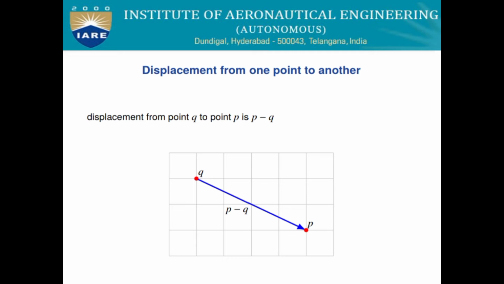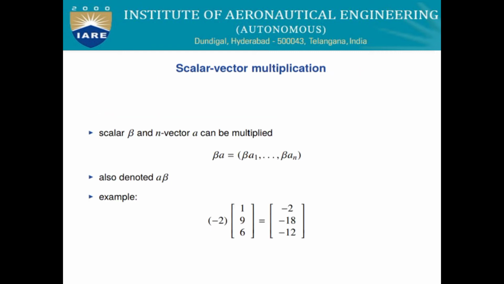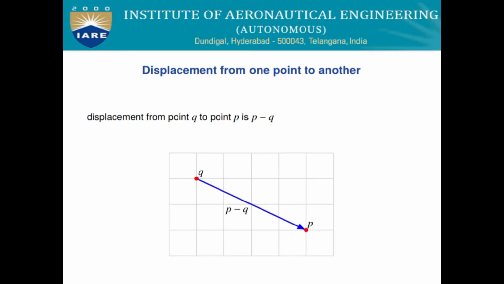Displacement from point Q to point P is P minus Q. Because it is going down, in displacement, if it is going down it means minus. So it is known as P minus Q. Displacement from one point to another. If it is going up, it is P plus Q.